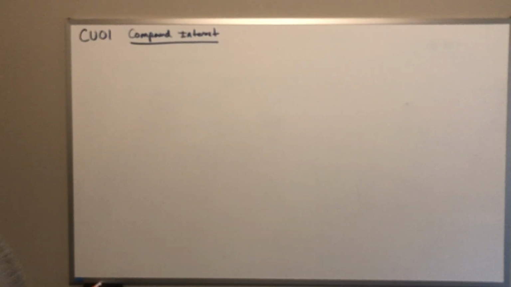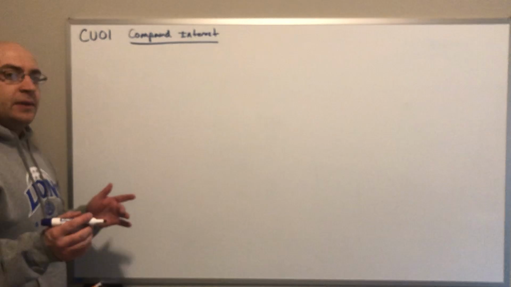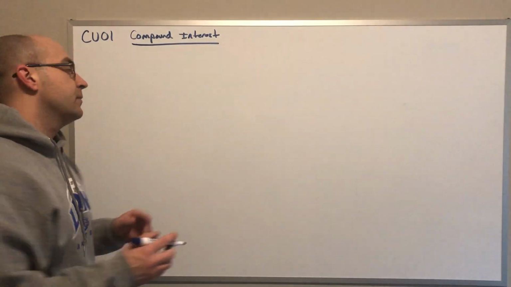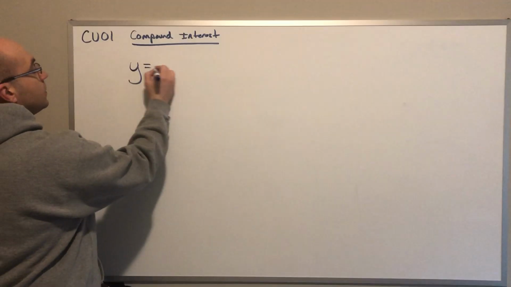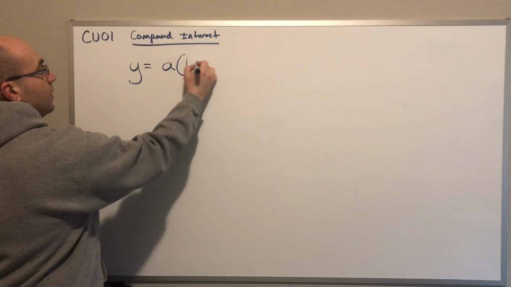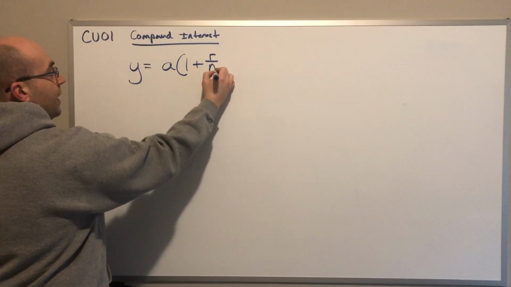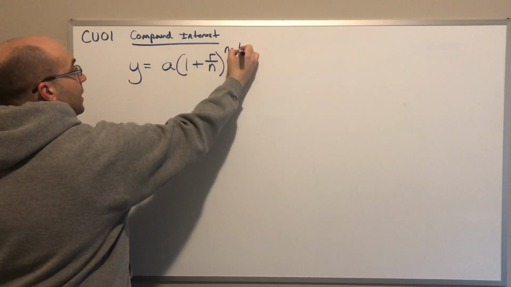Hey everyone, quick video for compound interest. So the formula for compound interest is a lot like the formula for exponential growth, right? So the formula for this is going to be y equals a times the quantity of 1 plus r divided by n to the n times t power.